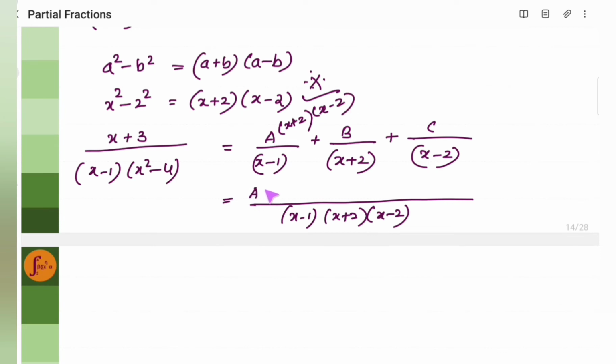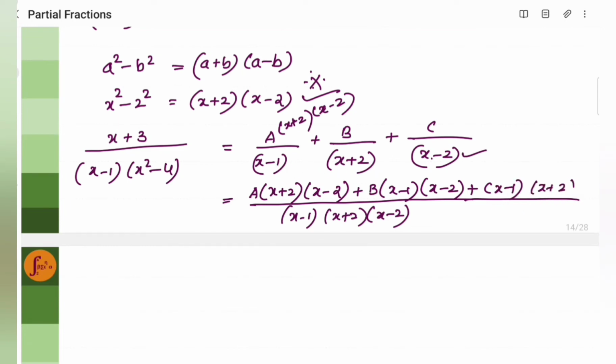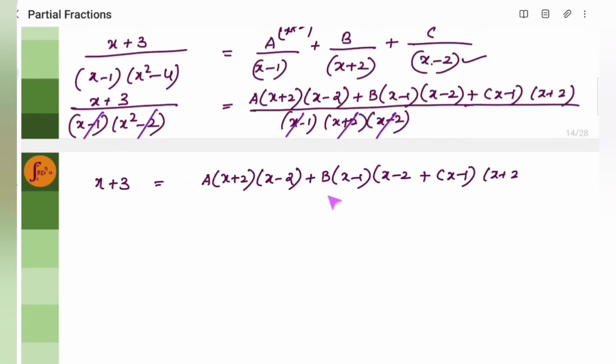So, we'll get a into x plus 2 into x minus 2. Here again, x plus 2 is already here. So, I have to take the other two terms and multiply. B into x minus 1 into x minus 2. Now, plus c into x minus 2 is already there. So, I'll have to multiply with the other two terms. That is x minus 1 and x plus 2. Now, I'll copy the left hand side. Now, if you notice, the denominators are actually same, right? So, I can cancel this. Now, I have this simplified expression.